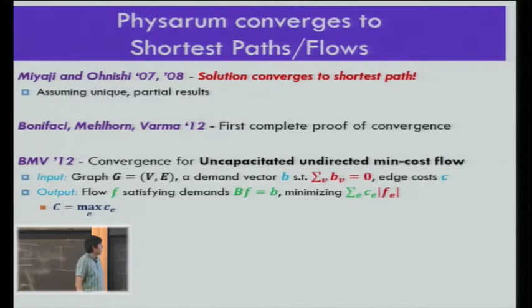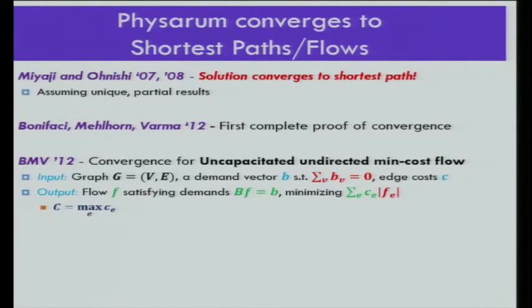It's the following problem: now you're given a graph, and instead of two nodes S and T, you are given a demand for each vertex. So b is a vector which measures how much demand there is at each vertex. This could be a positive number or a negative number. We assume that the total demand sums up to 0. So for the shortest path case, you had -1 at S and +1 at T. Again, there are edge costs, and the output is again to find a flow which satisfies these demands and minimizes the cost. Notice that when I take into account the cost, I look at the magnitude of the flow through that edge.